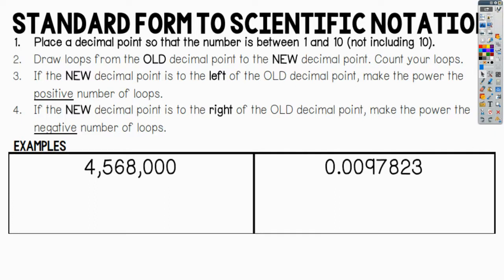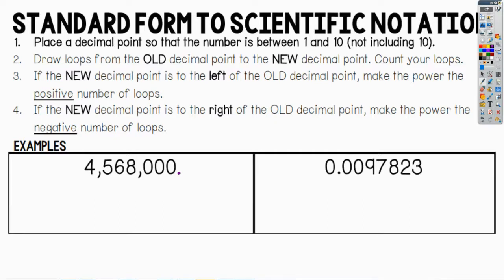So let's talk about this. The first thing we have to do is we got to look at our numbers. So let's look at number 1, this example. Now, even though you do not see it, there's a decimal point there. And if you don't see a decimal point, it means it's all the way over to the right. It kind of disappears when it's over there. What we need to do is place a decimal point so that this number is no longer 4,568,000, but instead it becomes a number between 1 and 10.